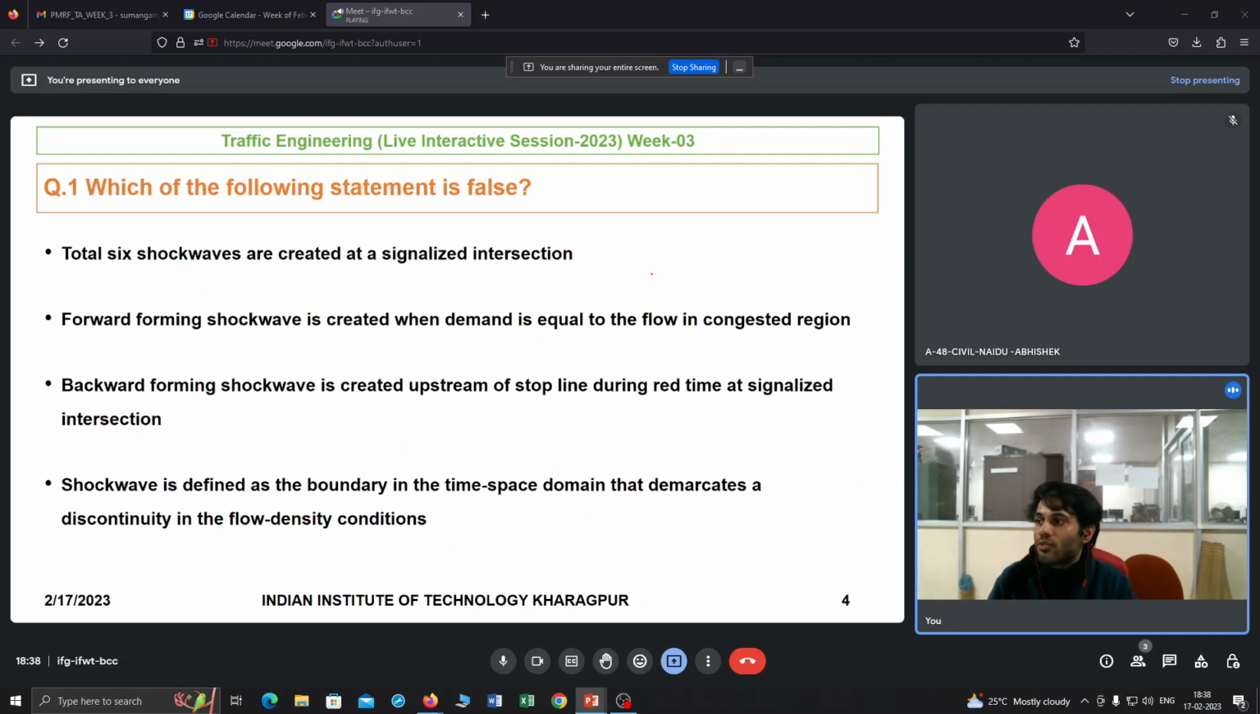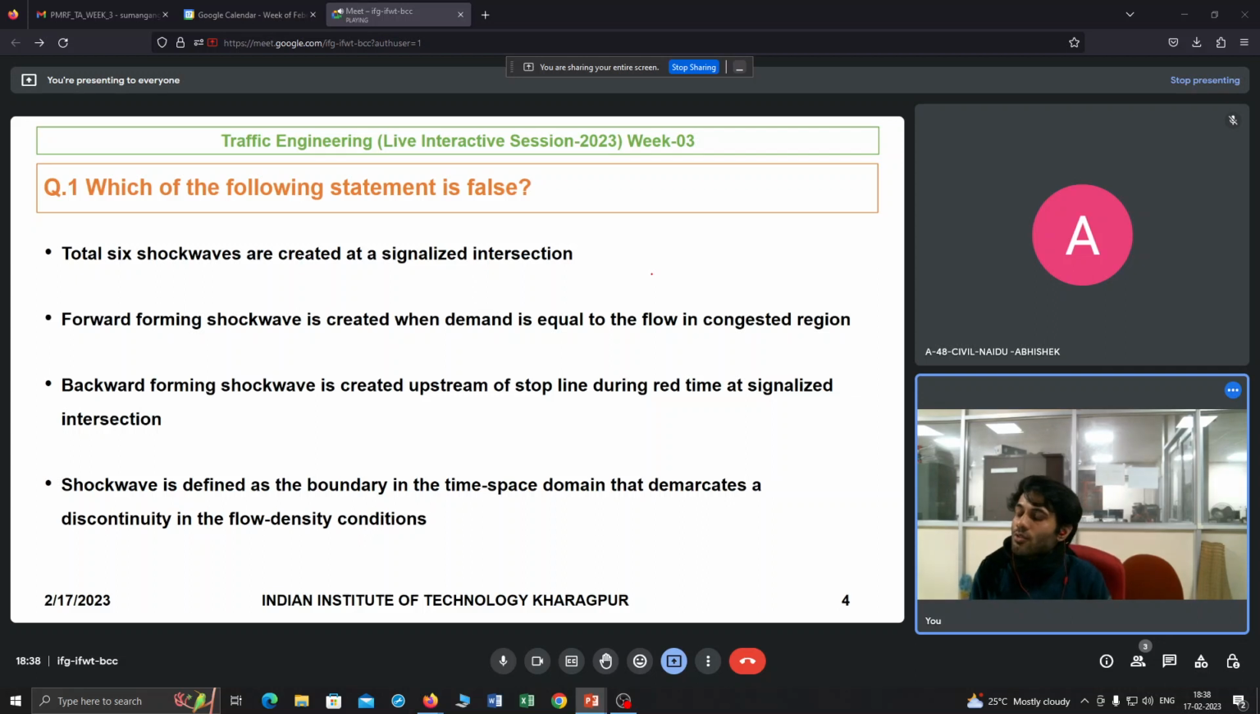So now we move to the question and answer session. Initially there are some theory questions, and then some deterministic queuing numericals as well as some shockwave numericals have been designed. As I did in the previous sessions, I will ask the participants for the correct answer, and once you give it, then I will discuss it.